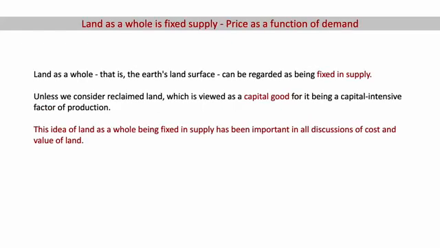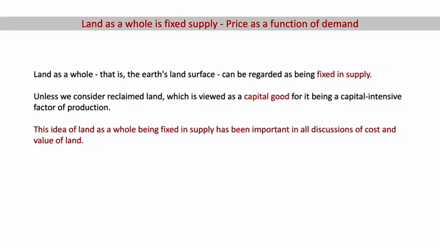We mean to say that land as a whole, meaning the entire land mass on this earth, can be regarded as fixed in supply. We don't have another earth available yet. We also don't have Mars accessible to us. So essentially land is fixed in supply.